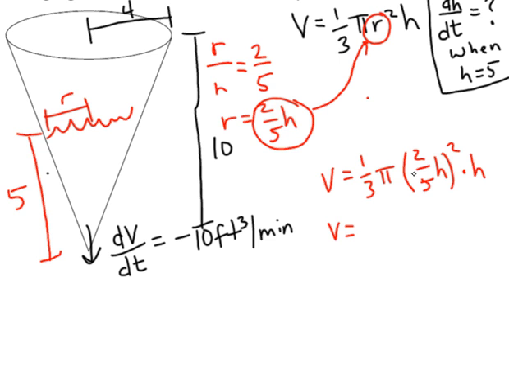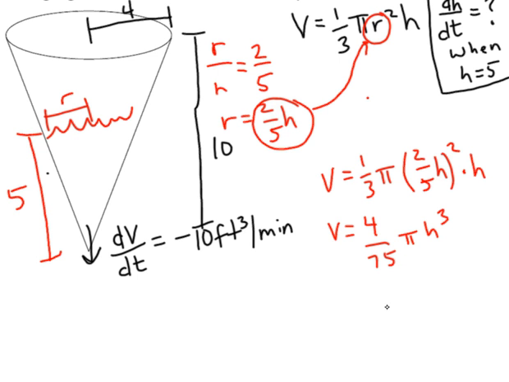If you simplify all of this down, and hopefully you can do that on your own, what you get is 4/75 pi h cubed. Okay, now, I still have not taken a derivative yet. All I did was get my volume in terms of h only. And again, I want to do that because I want to find dh/dt, so I want to have my equation in terms of h only.